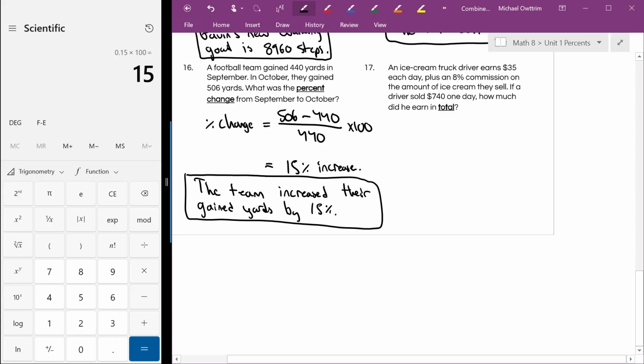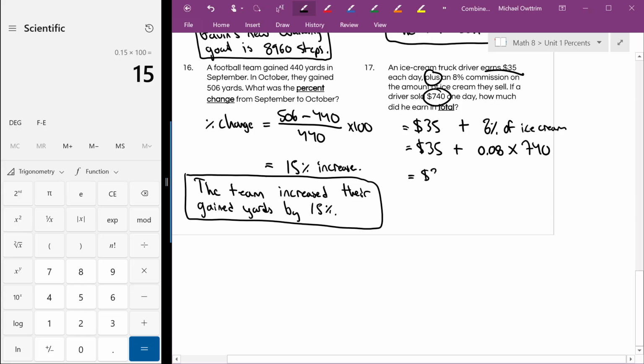Final one is a commission question. So it tells us that we earn $35 plus an additional 8% of our sales, or of our ice cream. So our $35 is just 35. Our 8% is going to be 0.08. Of means times. They told me they sold $740 of ice cream, and that'll be my ice cream amount.